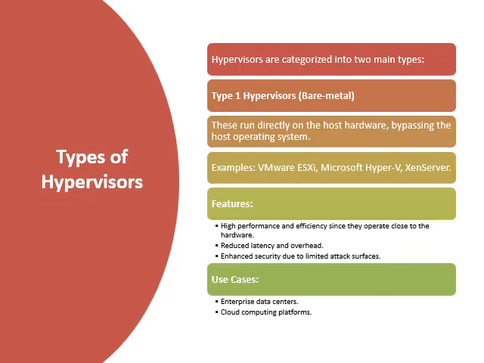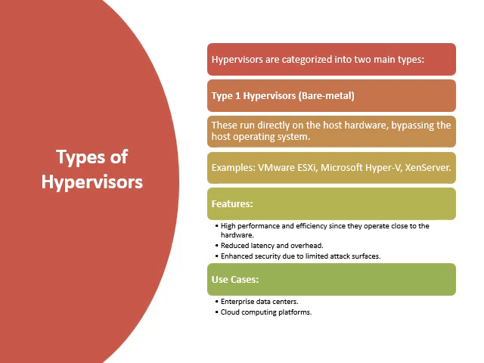So now let's look at the types of hypervisors. Hypervisors are categorized into two. We have the type 1 hypervisors, also known as bare metal. In our previous class, I mentioned two or three examples on this. So now let's know what type 1 does. This runs directly on the host hardware, bypassing the operating system. Examples include VMware ESXi, Microsoft Hyper-V, Xen Server, and so on.